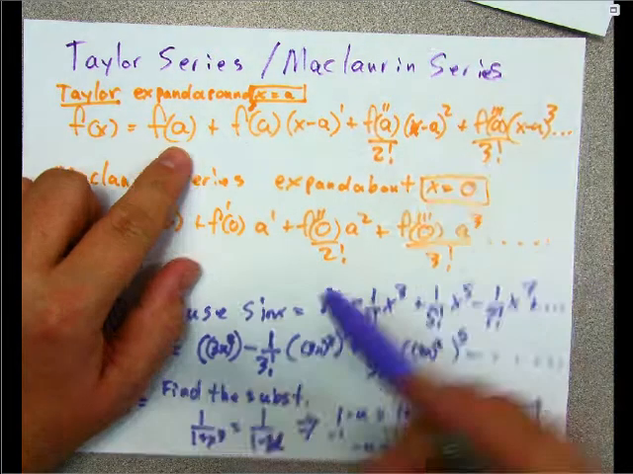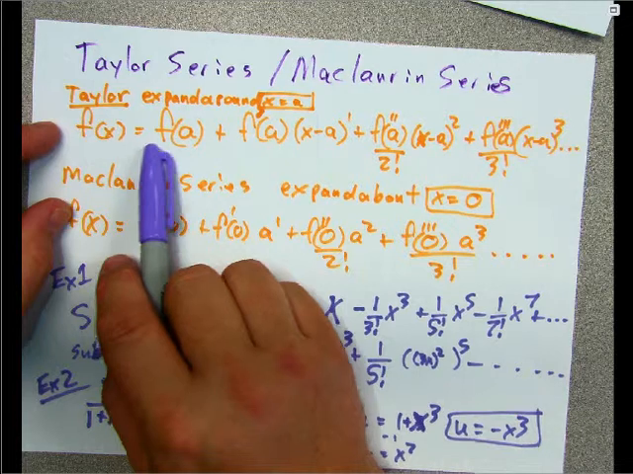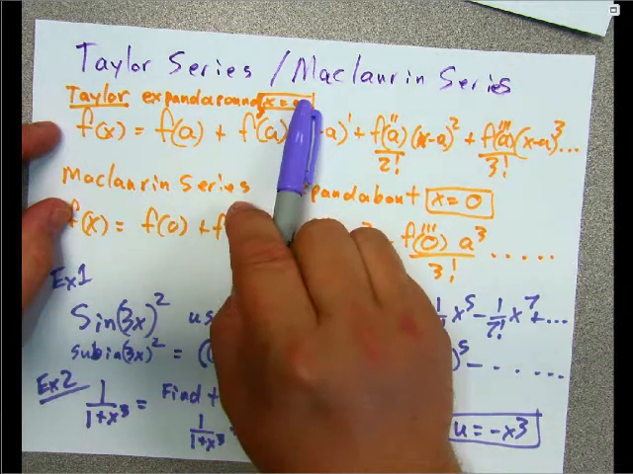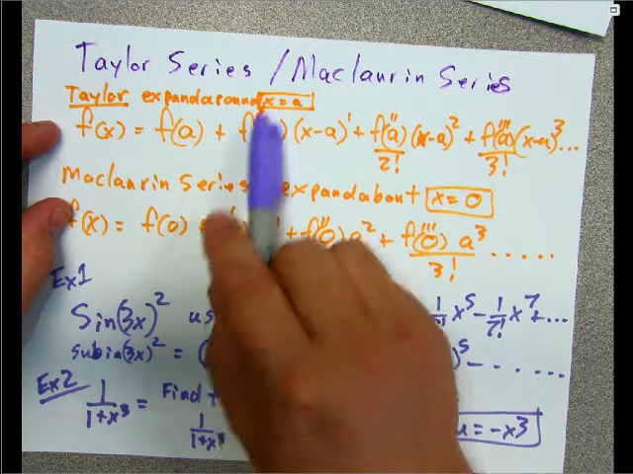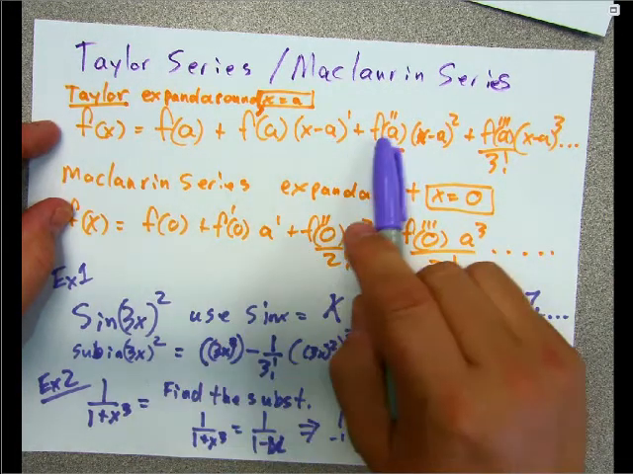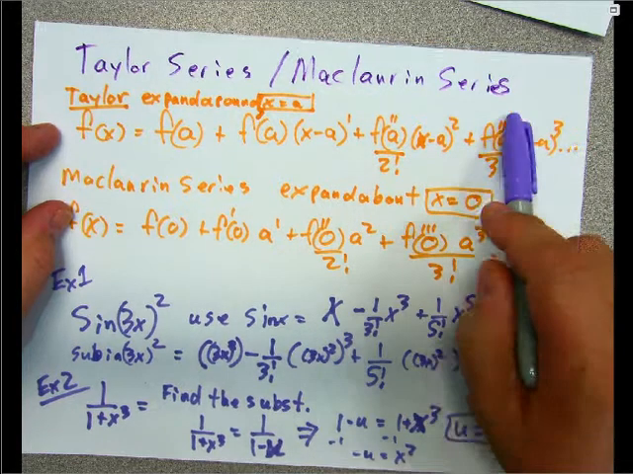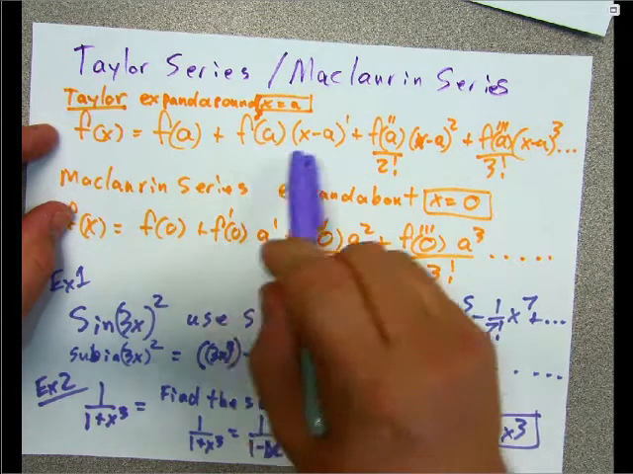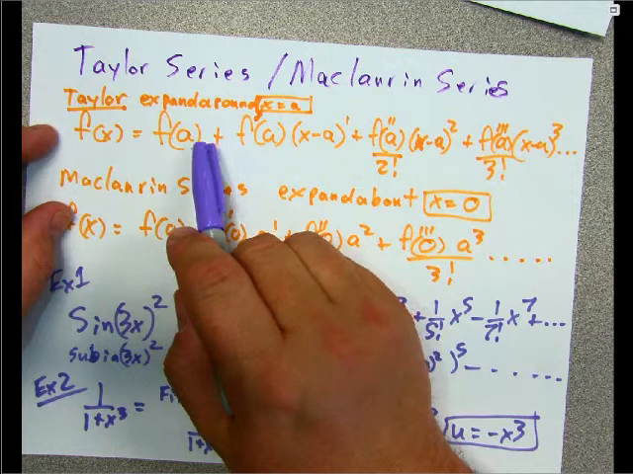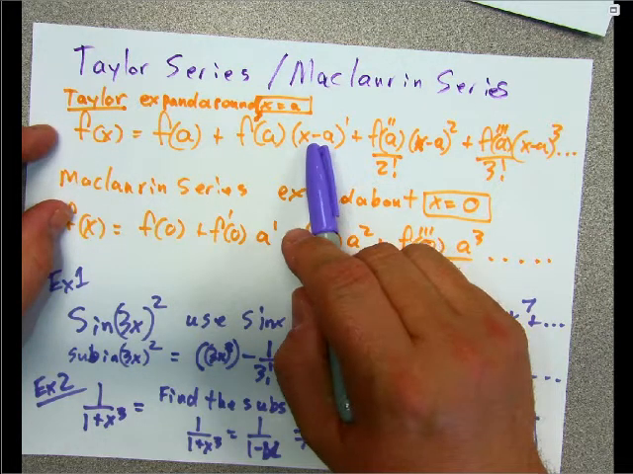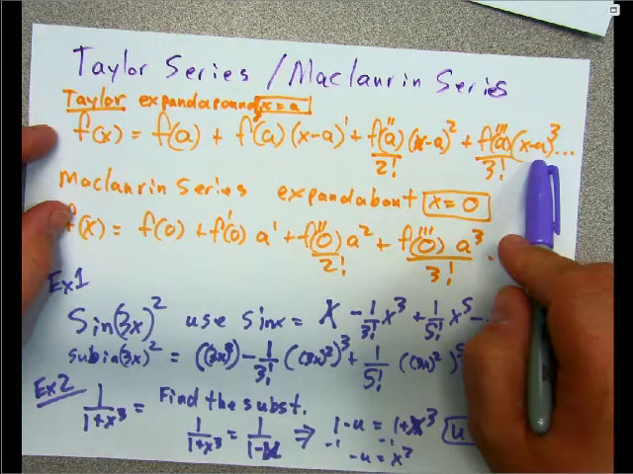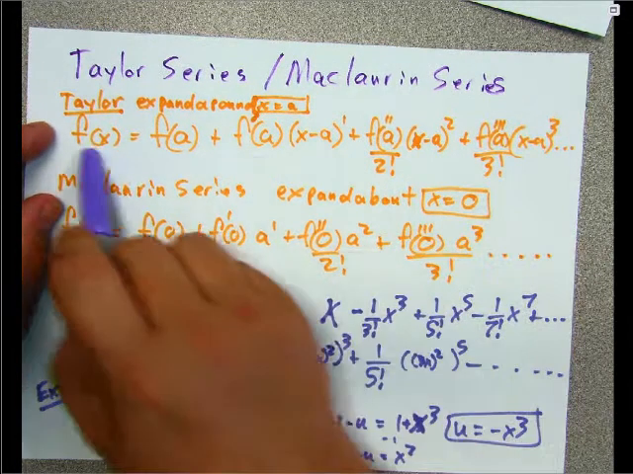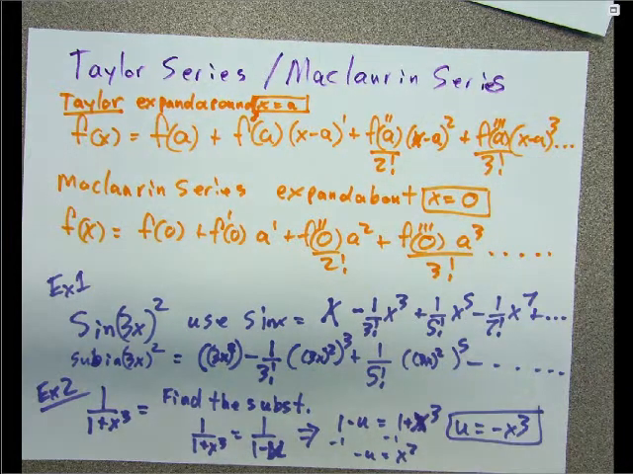But in the end, you have the generic form, which is f of a, whatever you're expanding around, plus the next term is f prime of a, then f double prime of a over 2 factorial, f triple prime of a over 3 factorial, for the reason we talked about in the previous videos. And it's x minus a to the 0, x minus a to the 1, x minus a squared, x minus a cubed. That is called a Taylor expansion.